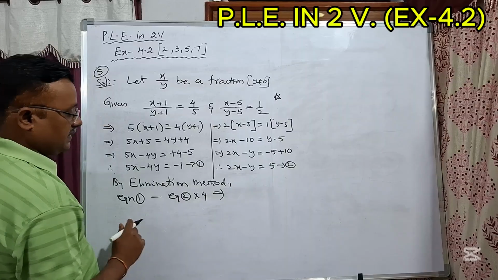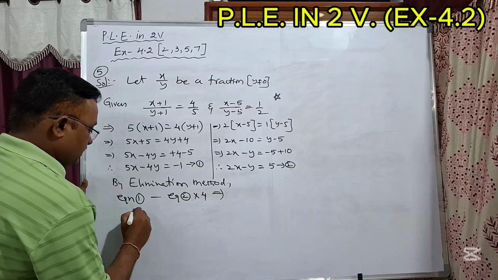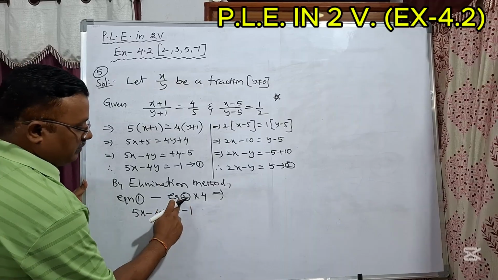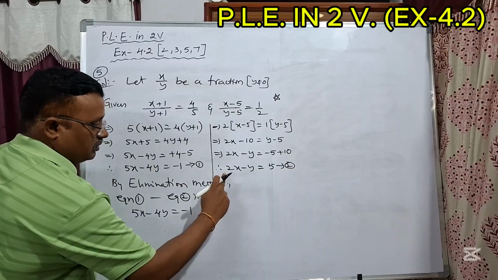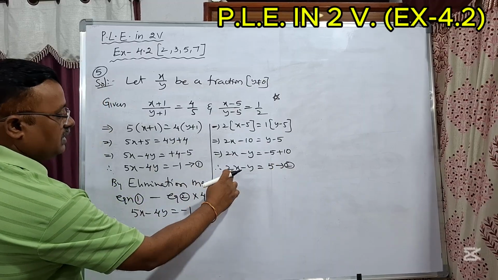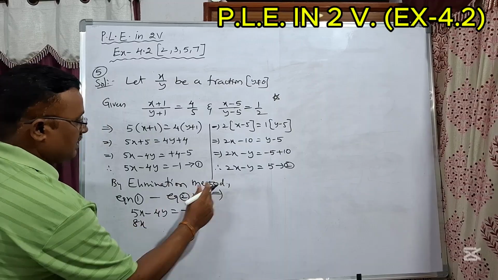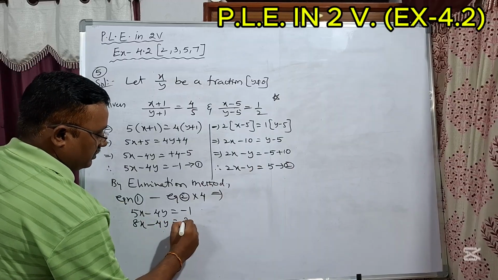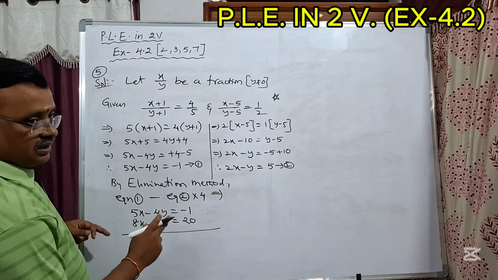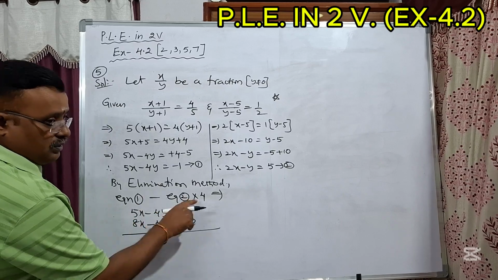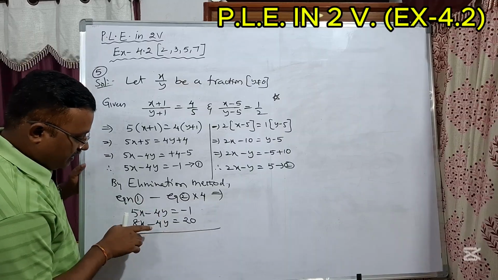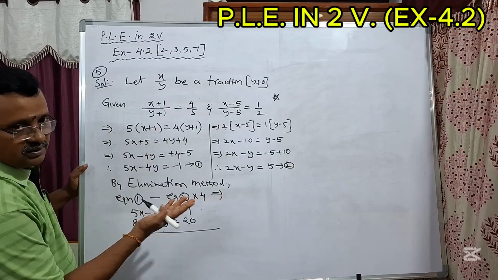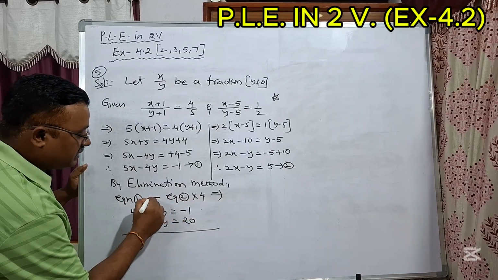Then this implies equation 1 as it is, 5x minus 4y equal to minus 1. Equation 2 is coming by multiplying with 4. Then 4 times 2, 8x. 4 times minus y, minus 4y, equal to 4 times 5, 20. That is the new equation. But what do we have to do between them? Subtraction. Because both the y coefficients have the same numerals with the same sign, they cannot be cancelled by adding. That's why subtraction is being done.